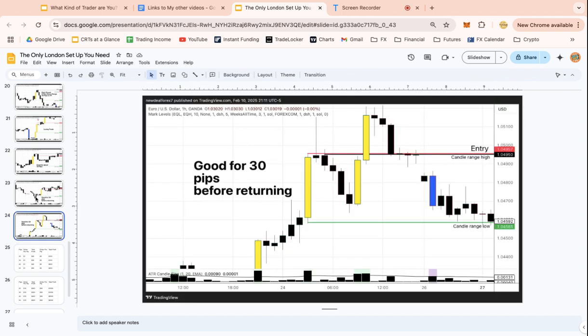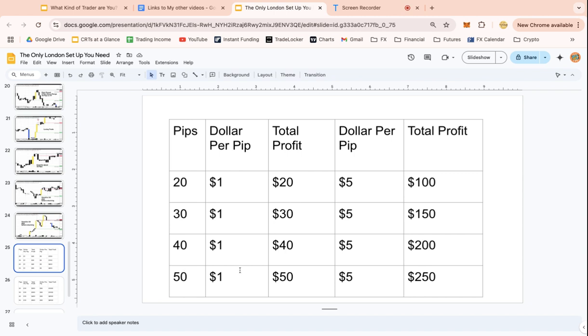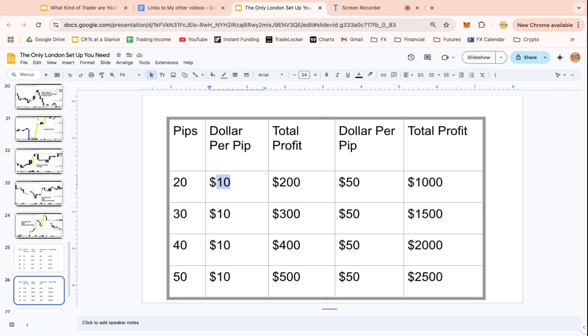All right, you're taking the same trades. Okay, this is a 30 pip trade right here, but instead of making, say, $30, now that same 30 can pay you $150 a day. But let's keep going. Let's say you're at the level where you can do $10 a pip as your account size grows. All right, 20 pips pays you 200, 300, 400, 500, of course, respectively. 20 times 10 obviously is 200, etc., etc.